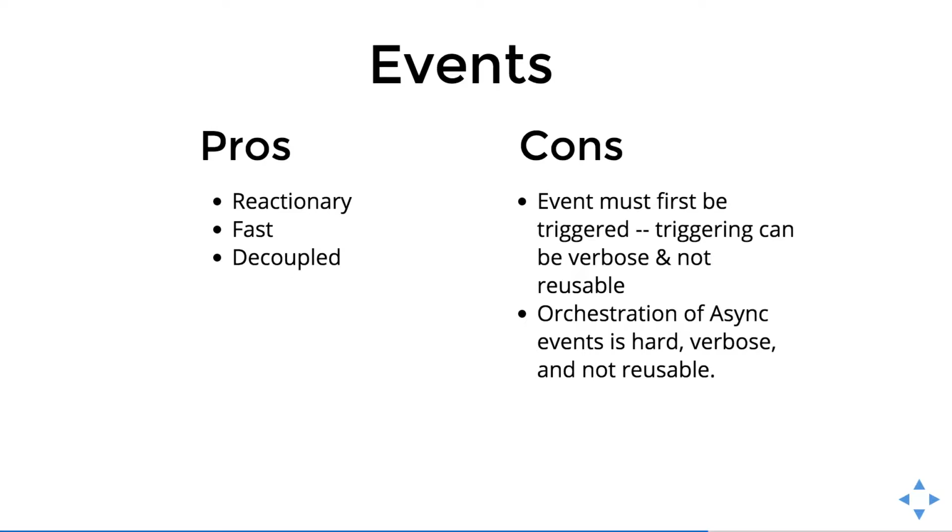Some of the cons of this are that some of those things have to be triggered, right? And that triggering code to initiate something can be verbose and not super reusable. I'll show you an example in a minute. And then orchestration of async events is hard, verbose, and maybe not reusable. The idea is I have a sequence of 5 things I need to do, right? The first one is an asynchronous operation. The second one is an asynchronous operation that depends on the data from the first one. The third one depends on the data from the second one, and so on, right? So you have this chain of asynchronous things that need to happen in a particular order before you can move forward, okay?